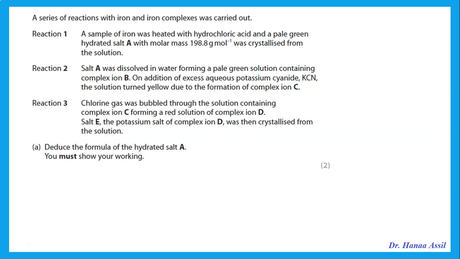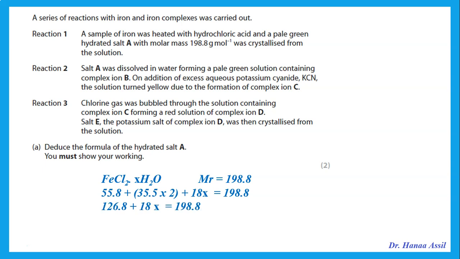I started with iron. I heated it with hydrochloric acid. That means my compound is iron 2 chloride. Now, iron 2 chloride with a certain amount of water, because it says hydrated salt. The total Mr we're given is 198.8. So I can use that to determine how much water we have. That means you can solve for the x, and this comes out to be 4. So we find out that the formula is actually FeCl2 with 4 water.